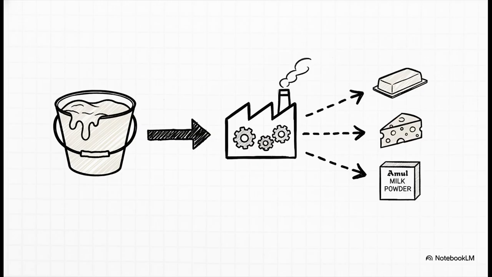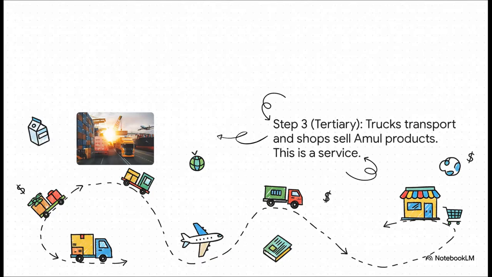So we are manufacturing new products from a raw material. This is the job of the, come on, you know this, secondary sector. Perfect. And now for the final step. How does that yummy Amul cheese reach the shop near your house? Through trucks and trains, right? And then the shopkeeper sells it to you. This transportation and selling, it's a service, which means it's our tertiary activity. See? Primary, secondary, tertiary, all working together in perfect harmony.